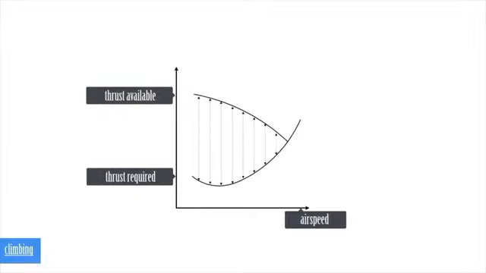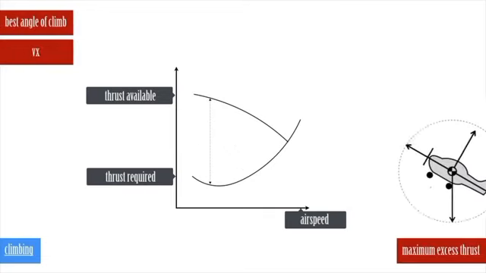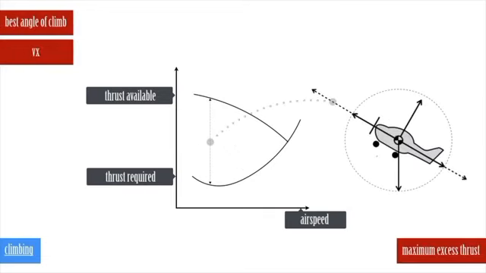Comparing the two curves, the greatest difference between the thrust required and thrust available is the maximum excess thrust, which happens to be your best angle of climb airspeed.